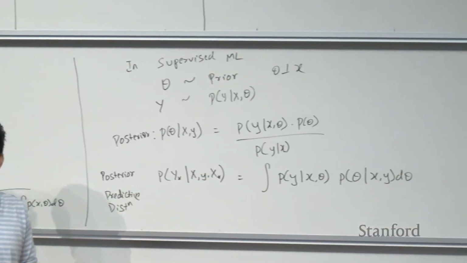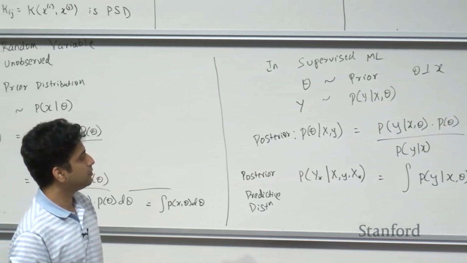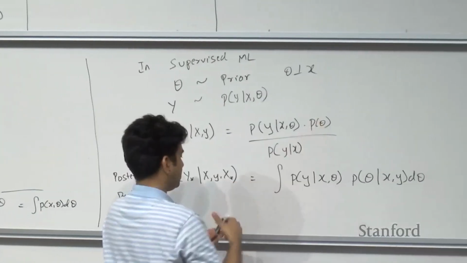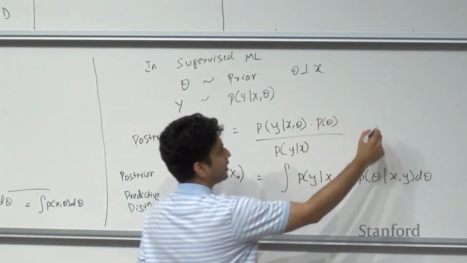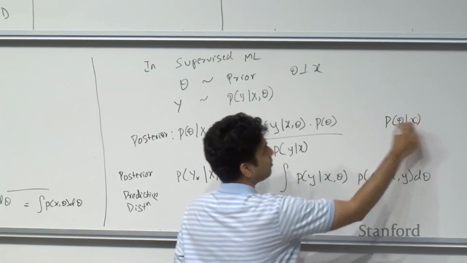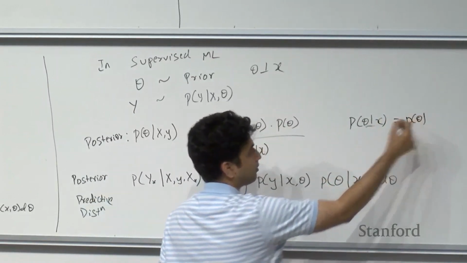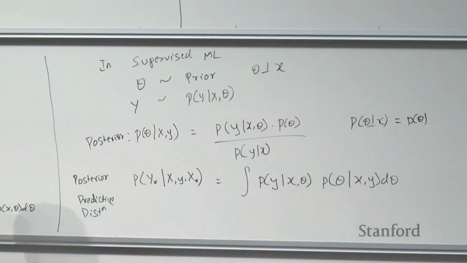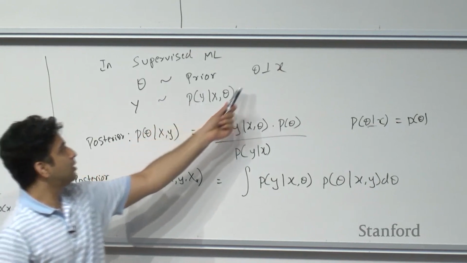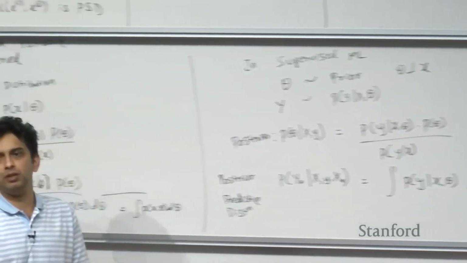Yes, question? For the posterior, should it be, in the numerator on the right hand side, P of theta given x? Yeah, so the question is, should this be P of theta given x? Yes, it should be P of theta given x, but because we make theta and x as being independent, this will just be P of theta. Good question. We make the assumption that the x's, on which we are conditioning to observe y's, are independent of theta. It's a pretty common assumption.